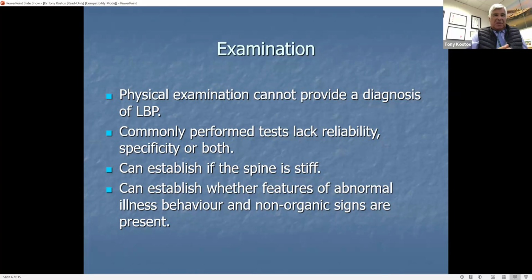Now, what can the examination tell you? Well, the examination can certainly tell you if the spine is stiff. And we're also looking for features of abnormal illness behaviour and non-organic signs. These were first described by Gordon Waddell, a Scottish orthopaedic surgeon, so sometimes they are known as Waddell's non-organic signs. So what are we looking for?